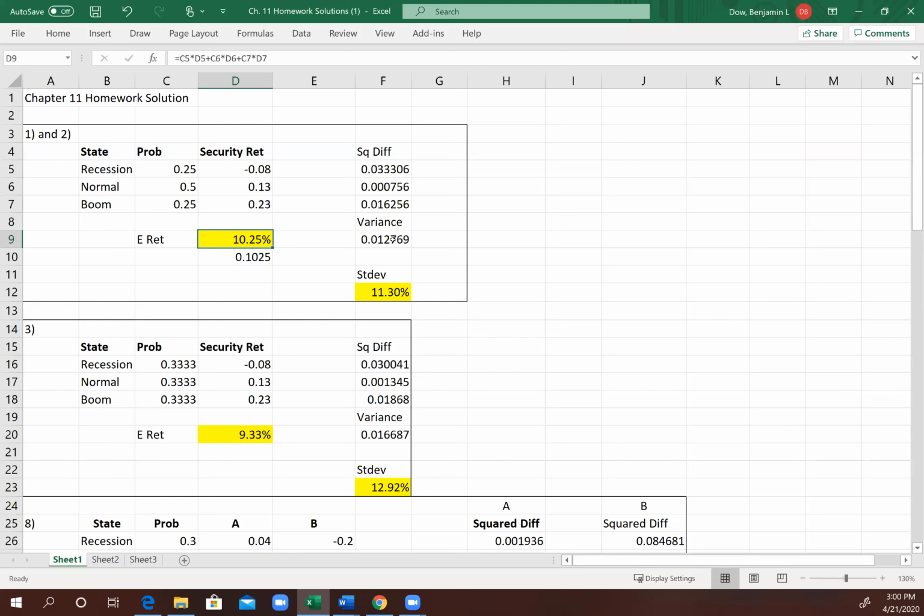This is what's called the expected standard deviation. And what we find is that the historical standard deviation is a good indicator of the expected standard deviation going forward. So we rarely do this in real life because we use the historical standard deviation.